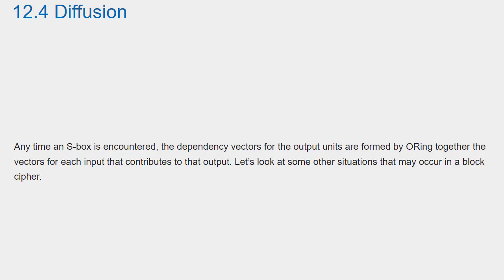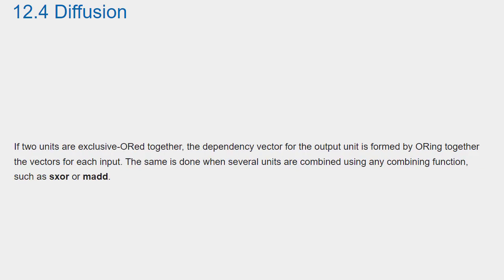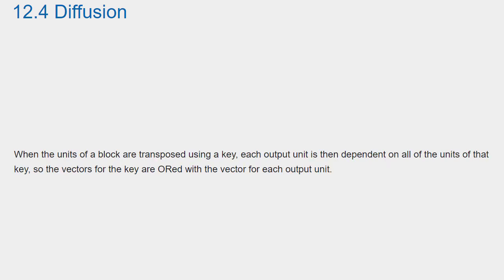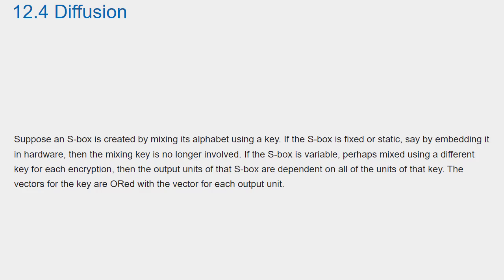Let's look at some other situations that may occur in a block cipher. If two units are exclusive ORed together, the dependency vector for the output unit is formed by ORing together the vectors for each input. The same is done when several units are combined using any combining function, such as SXOR or MAD. When the units of a block are transposed using a key, each output unit is then dependent on all of the units of that key, so the vectors for the key are ORed with the vector for each output unit.